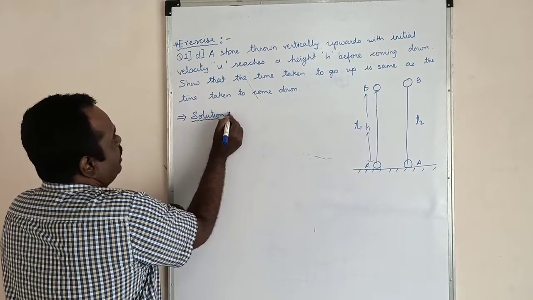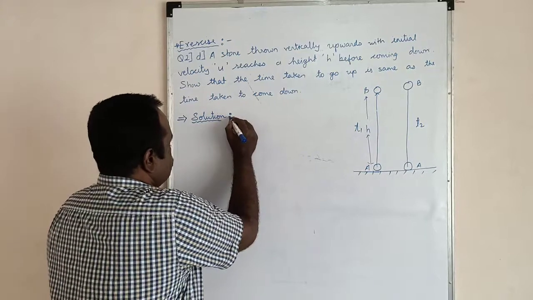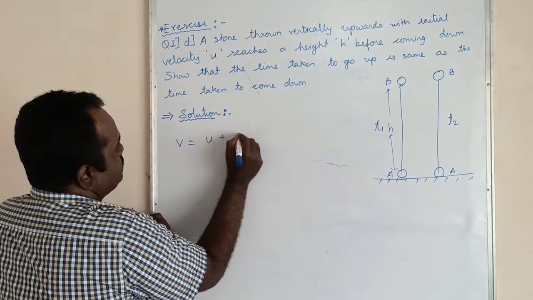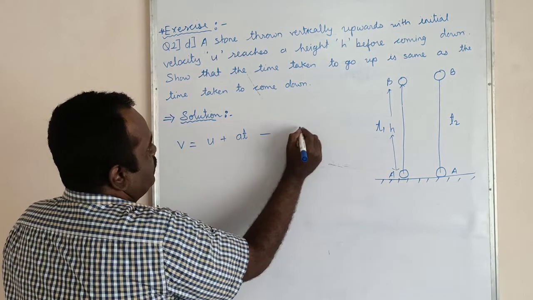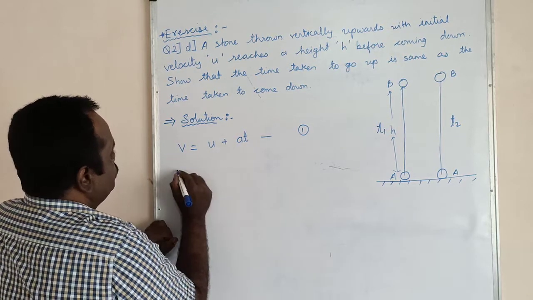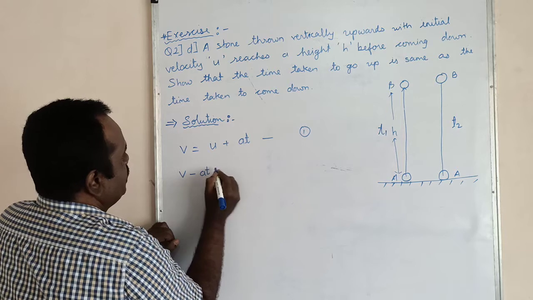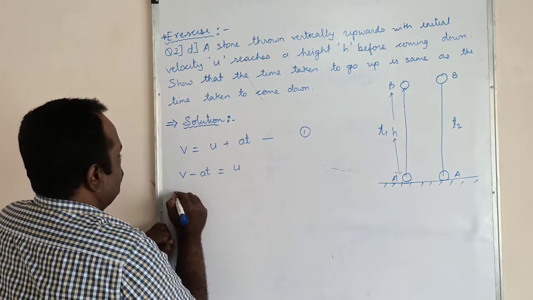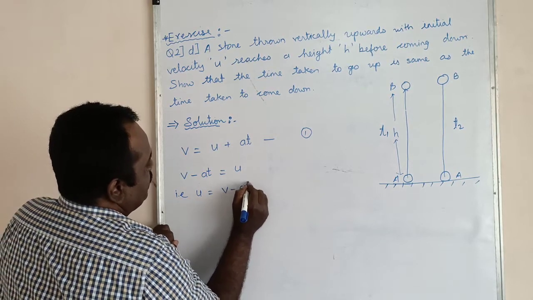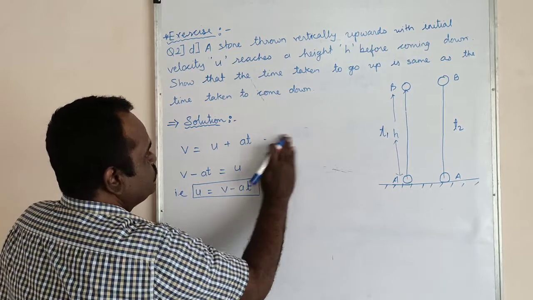Before this, I have told you we need different equations of motion. So let us take the first one: v is equal to u plus at. Let us take it as equation 1. Now what I am going to do is keep v as it is and bring at over here. It becomes u is equal to v minus at. We can make this as equation 1 instead of this.